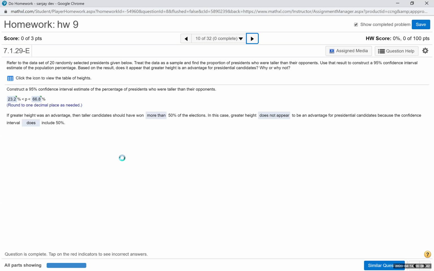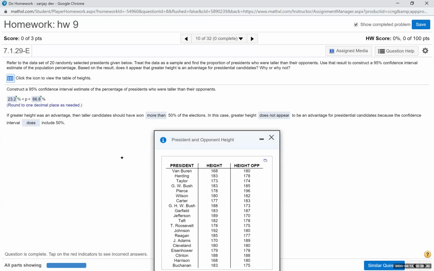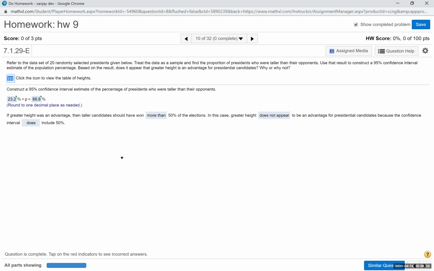All right, so if you were to go to the data, you will see out of all the presidents, find the ones that were taller, height versus the opponent, right? So once you get that, you got the X and you got the N. N is just 20. So 20 total. And then you have 95%, so C is 0.95. It's going to give you this answer.